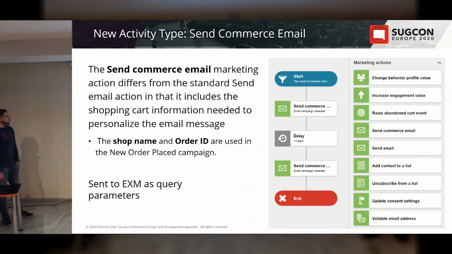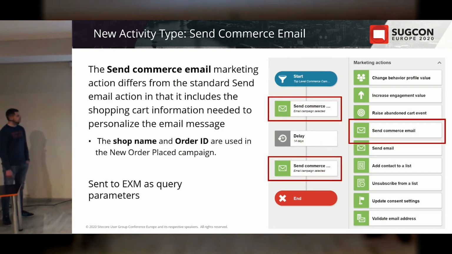What else you get from Sitecore Commerce 9.3 is a new activity type called Send Commerce Email, which you can also find in Marketing Actions. We had Send Email already in the past. The reason we have Send Commerce Email is because we need to pass additional context from Sitecore Marketing Automation to Sitecore EXM, so that EXM can build and make use of the order information and send an email which is specific to the order.